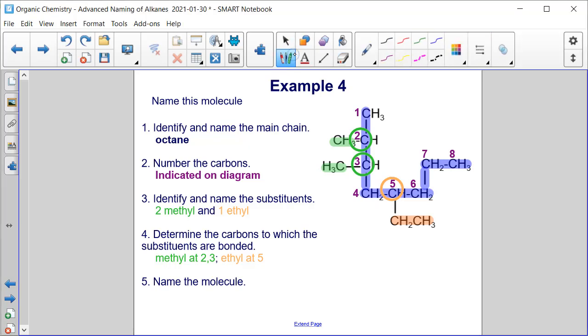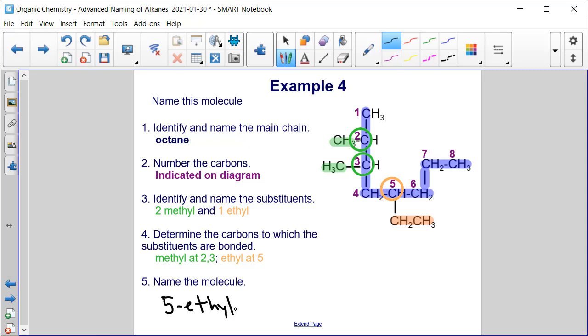And remember, we do it based on alphabetical order. So ethyl comes before methyl. So just start here. Where's the ethyl at? It's at carbon 5. So we have 5-ethyl. Then we have methyl at carbons 2 and 3. 2,3-dimethyl. And this is octane. 5-ethyl-2,3-dimethyloctane.